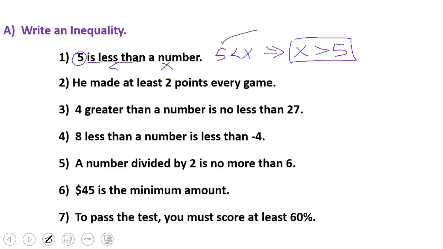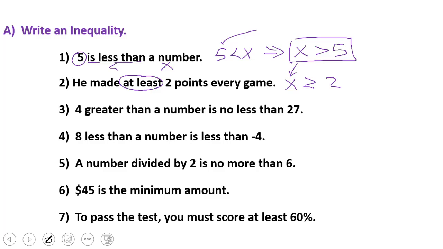Number 2, he made at least 2 points every game. So at least, what symbol is at least? So I'm going to use my variable because the standard way is to write the variable first. x is at least 2 points. Now I need to figure out what inequality symbol goes in there. Well, is 1 at least 2? No, it's not. Is 2 at least 2? Yes, it is. Is 3 at least 2? That is correct. So greater than or equal to. That's how I like to talk to myself to see what type of symbol I put in there.